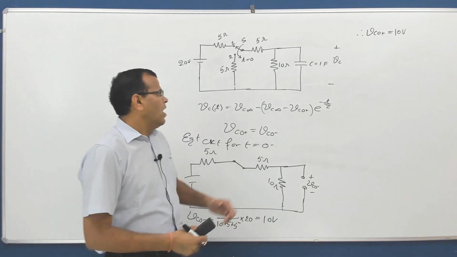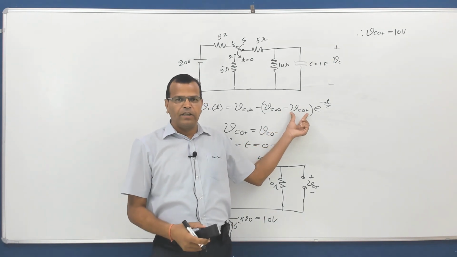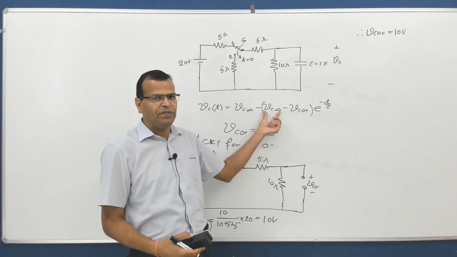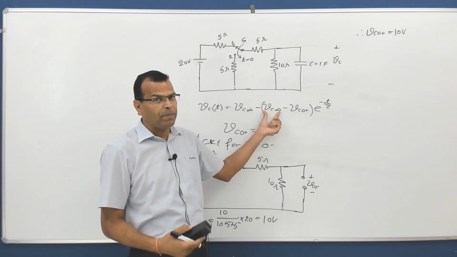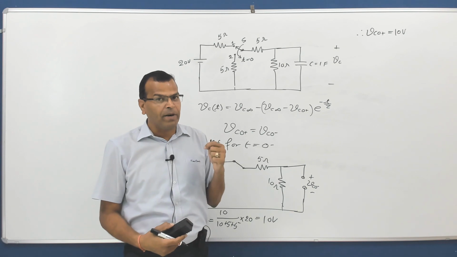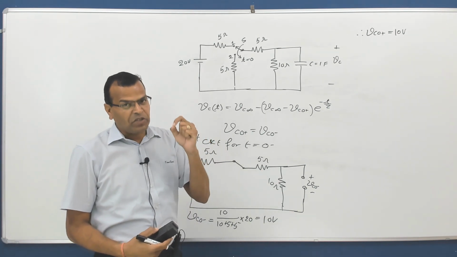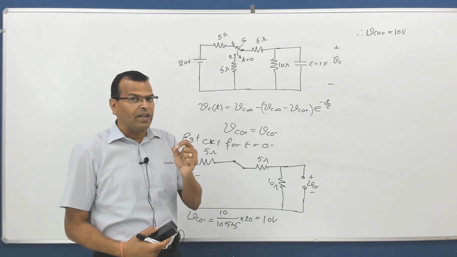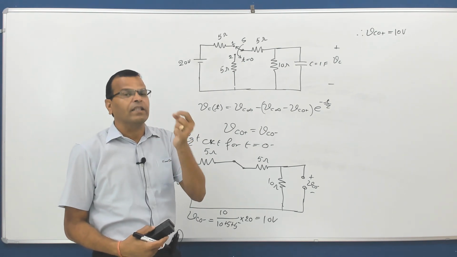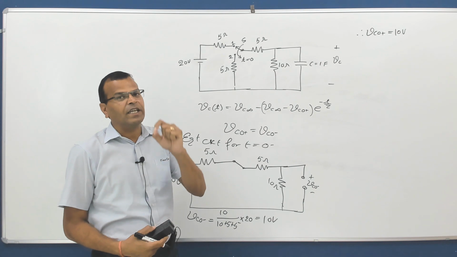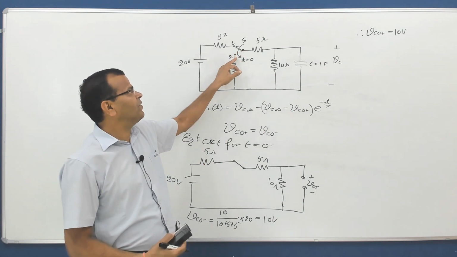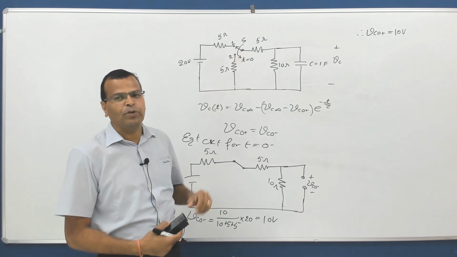Now I have calculated this. Next step is to calculate this Vc infinity, that is the voltage across the capacitor at t equal to infinity. And remember again, the circuit is under steady state operation at t equal to infinity as well, and at steady state the capacitor behaves like an open circuit. And remember, at t equal to infinity the switch S is at position 2.